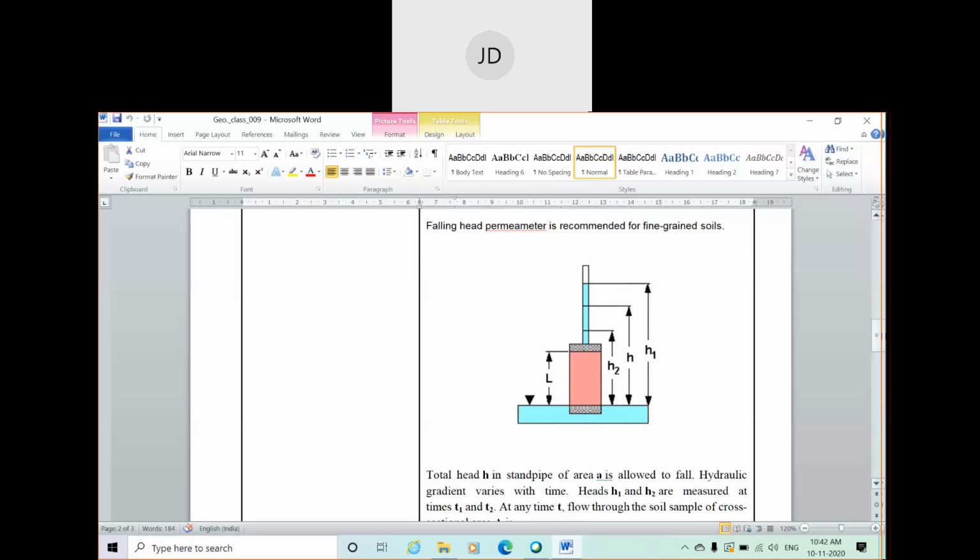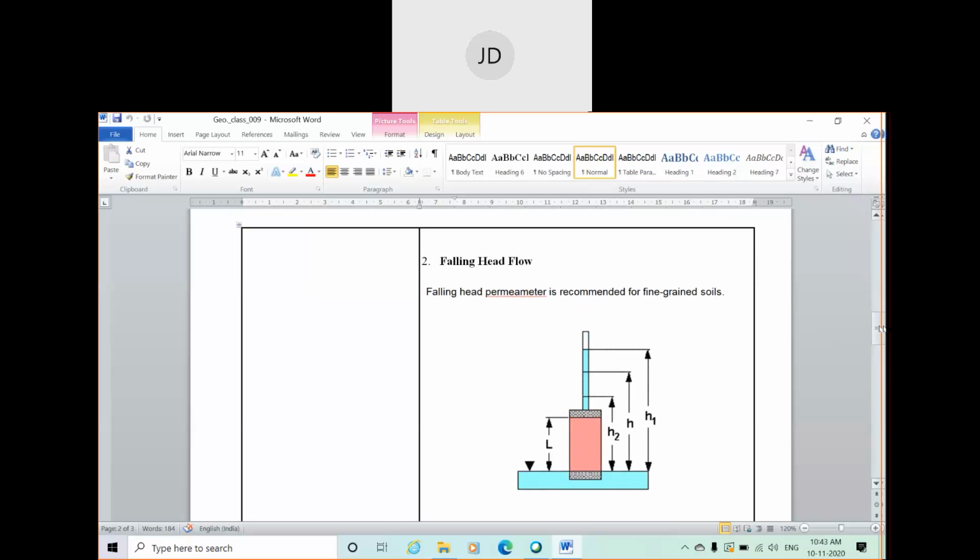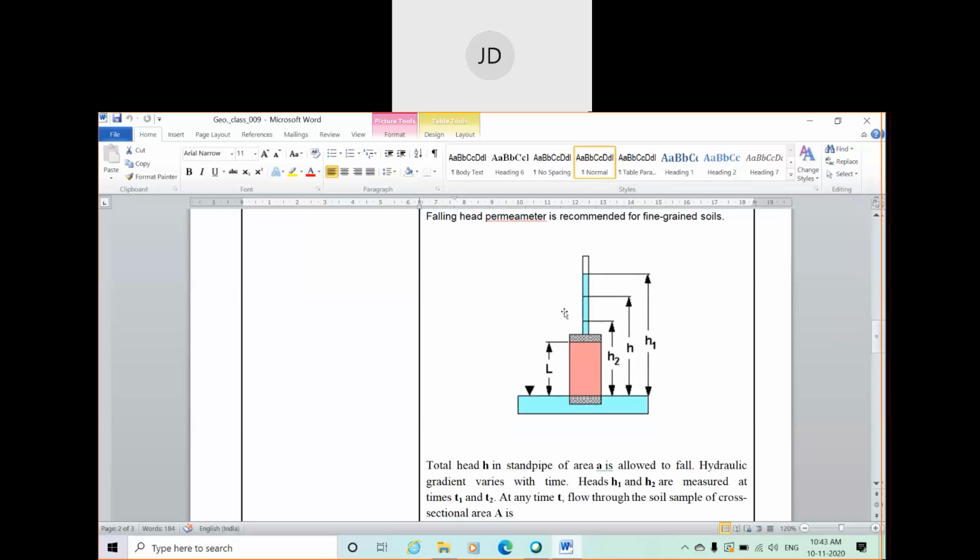Now in this particular falling head test, a definite amount of water is only used. There is no such continuous flow of water, and definite water will be coming through this standpipe, and water will flow in this soil under gravity, and finally it will fill this overhead tank.